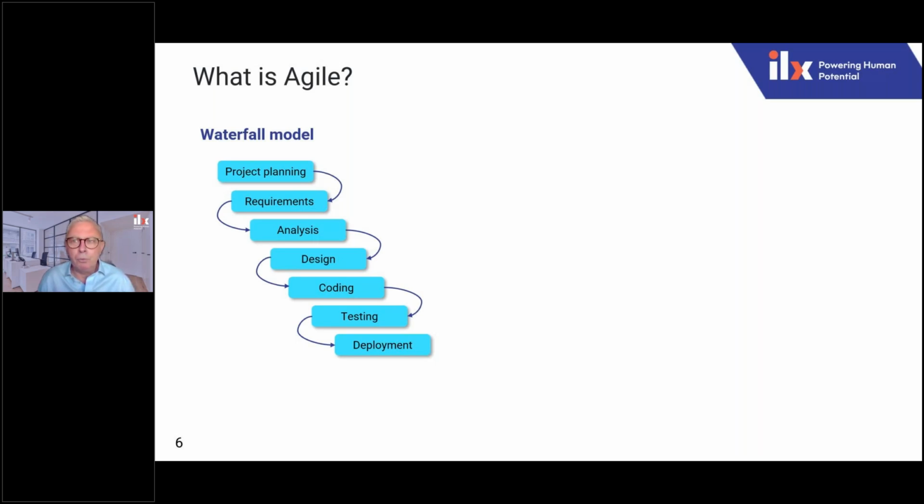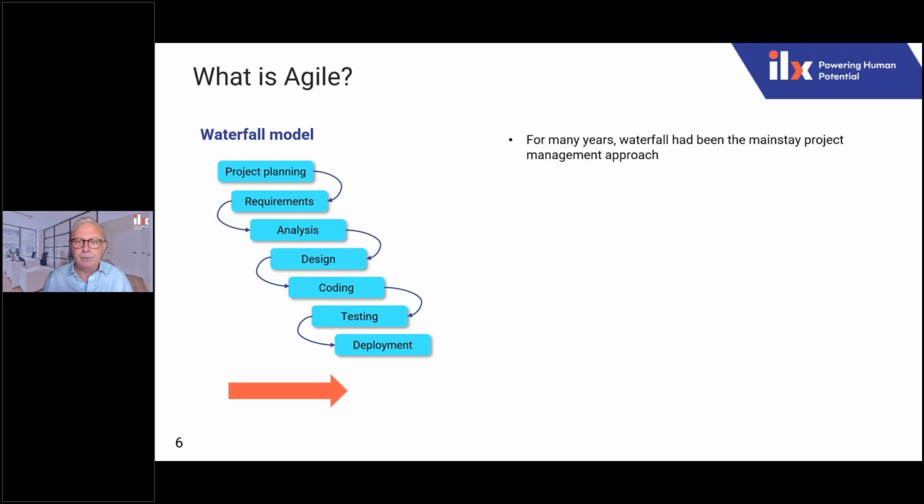There's nothing wrong with waterfall. Waterfall is an excellent project approach. So as I explain this now, please don't think at all that I am waterfall bashing. But waterfall goes through steps, and the reason it's called waterfall is, well, which way does water travel? Downhill. It can't go back. And it follows those steps.